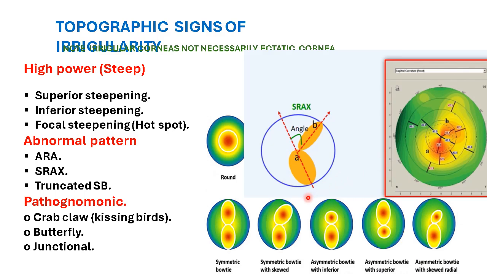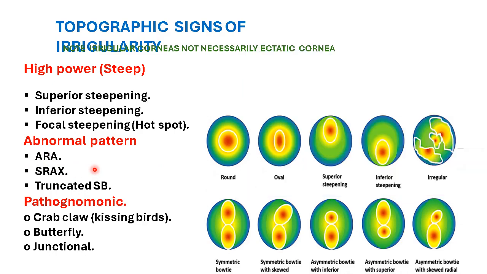This is called the lazy 8 pattern, which you find in this angulation. You find the two segments of the symmetric bow tie are not orthogonal, and one of them is skewed. If the angle is more than 21 diopters, this is significant, as you can see in this image. And if it is associated with a difference of more than 1.5 diopters, this is typical of keratoconus, and this is called the lazy 8 pattern. So against the rule of astigmatism, and skewed radial axis deviation also are very important abnormal patterns.